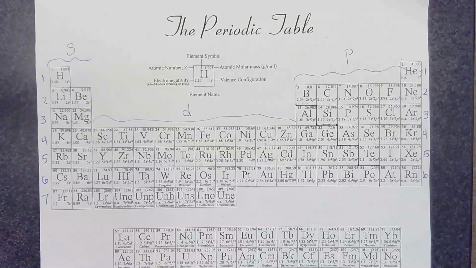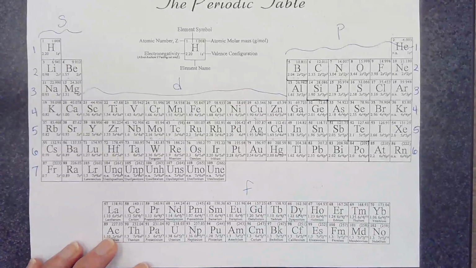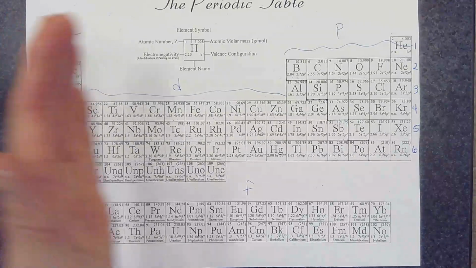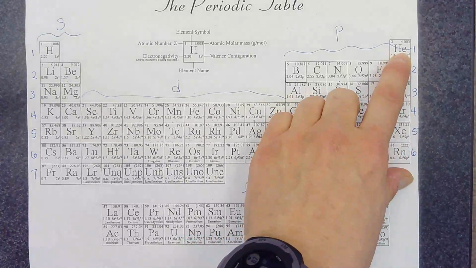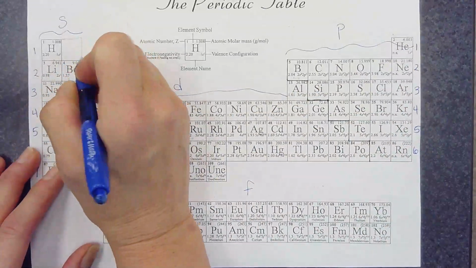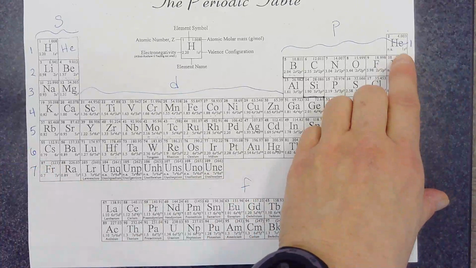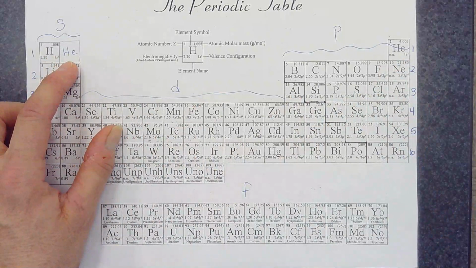And how many can fit in F? 14, and guess what that is down here? 14. So you don't have to memorize how many electrons fit in each subshell. You don't even have to memorize how they fill up because the periodic table is perfectly laid out for you. So this is our S subshell, this is our P subshell, this is our D, and this is our F. The only thing I want you to do is come over here and put helium right here. I'll talk about why helium is here in a minute, but I want you to put helium here for now, okay?